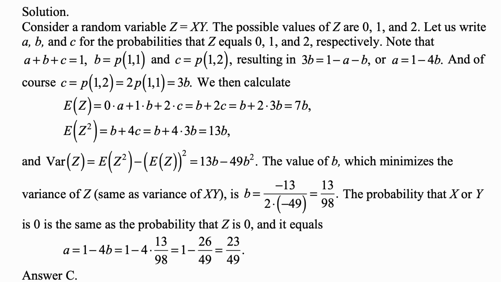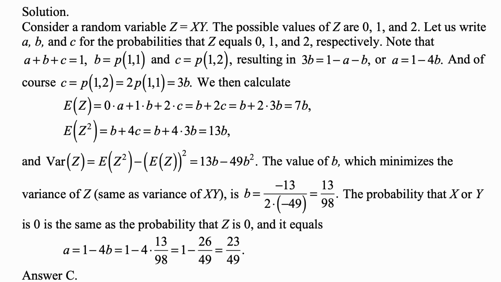So we then calculate e of z, which is 0 times a plus 1 times b plus 2 times c, is b plus 2c, which is b plus 2 times 3b, so 7b. And e of z squared is b plus 4c, which is b plus 4 times 3b, so that's 13b. And the variance of z is e of z squared minus the mean of z squared, so 13b minus 49b squared. And we're supposed to maximize this. And of course, this is a quadratic function. The graph is a parabola, but upside down because of the negative coefficient in front of b squared.